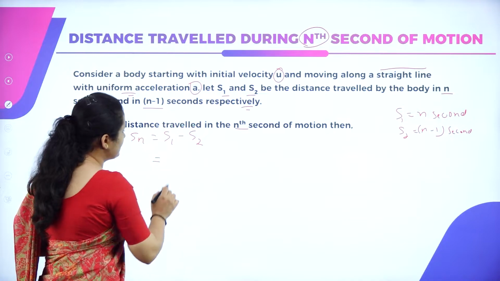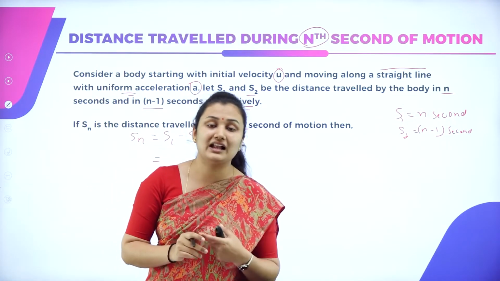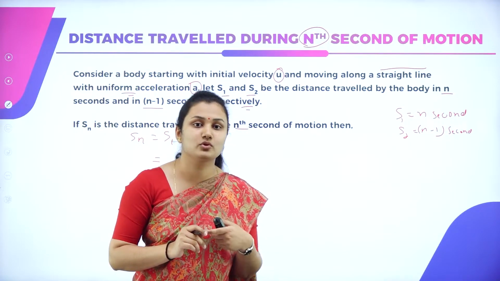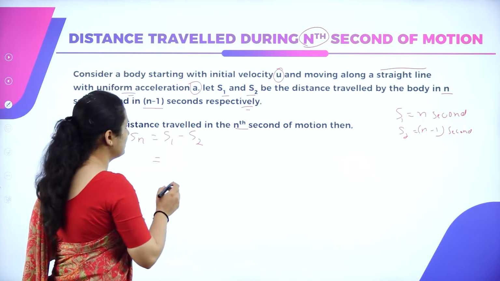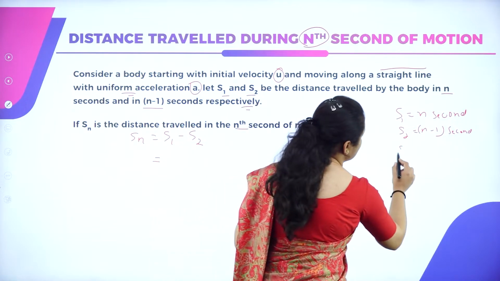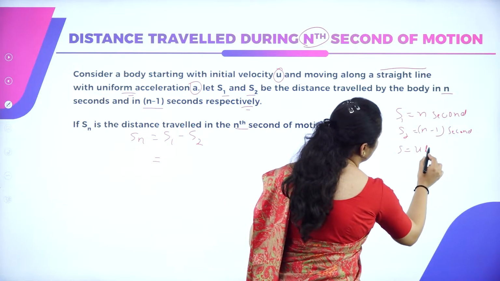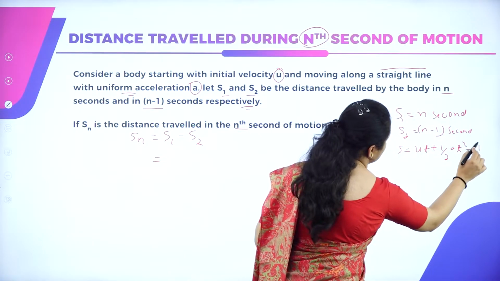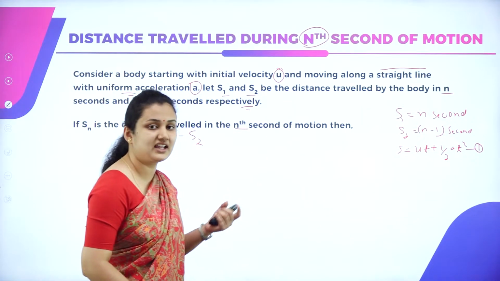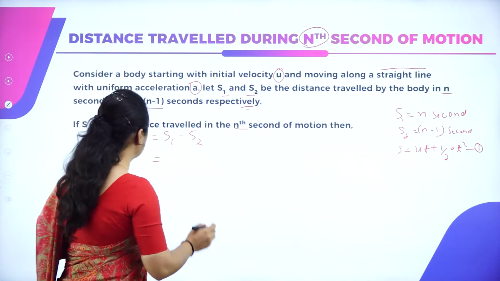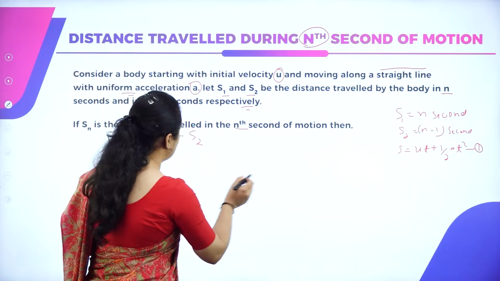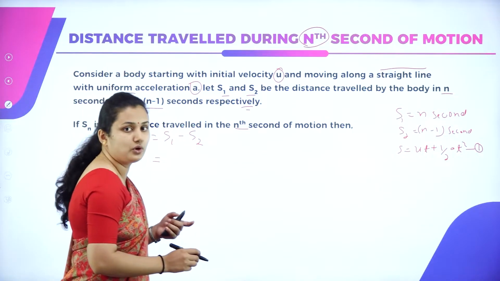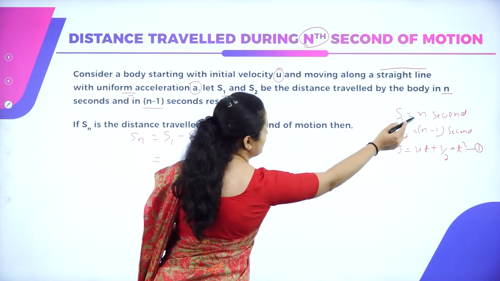So what is Sn? When you talk about displacement, I'll take the second equation of motion of linear motion. Which is that? The second equation is nothing but S is equal to ut plus half at square. Consider this equation 1, which is the second equation of linear motion. So if you substitute, S is nothing but Sn here. For S1, the time is n second.